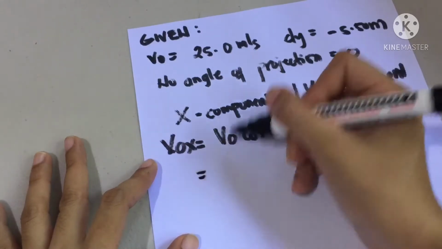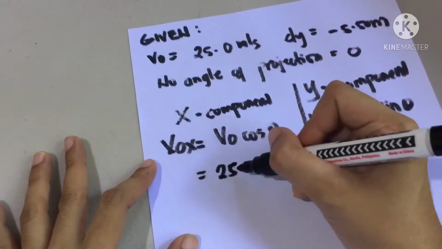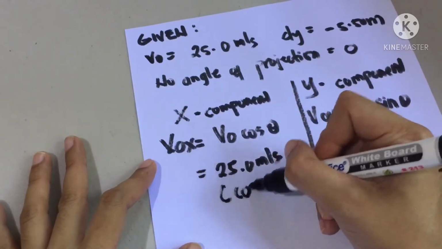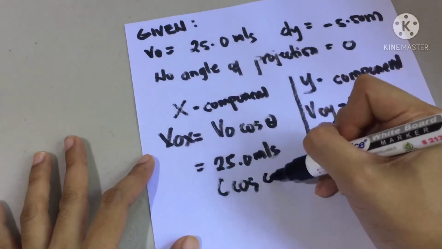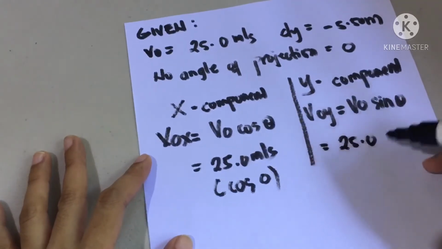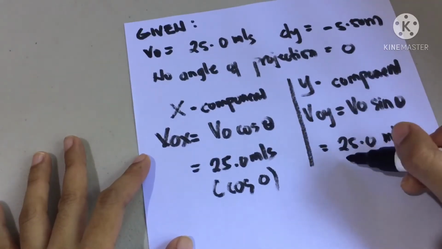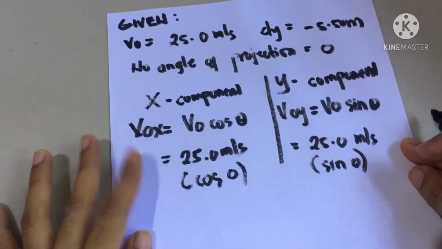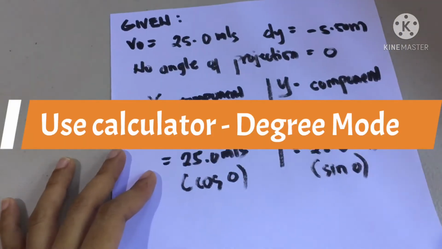So what is the equivalent of V0? That is 25.0 meters per second multiplied by the cosine of the angle, which is 0 degrees. On the other side, we have 25.0 meters per second multiplied by sine 0. Now, the question here is how to compute this, ma'am. We cannot compute this without a calculator.